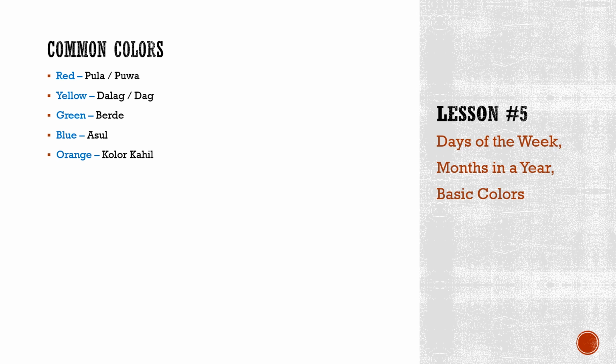So it's more of a descriptive translation. Color kahil means it's the color of the orange fruit. So you can just say orange or color kahil. In most cases, people would probably understand better if you just say orange instead of color kahil.